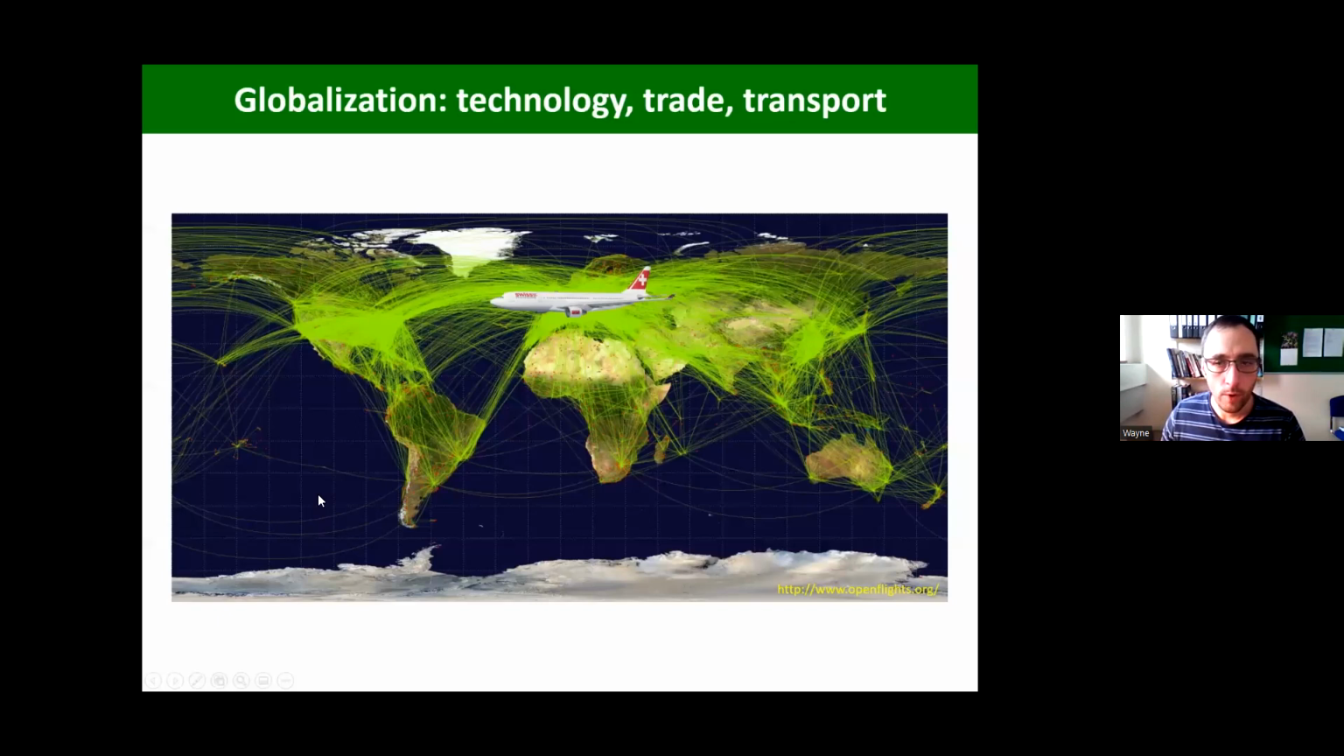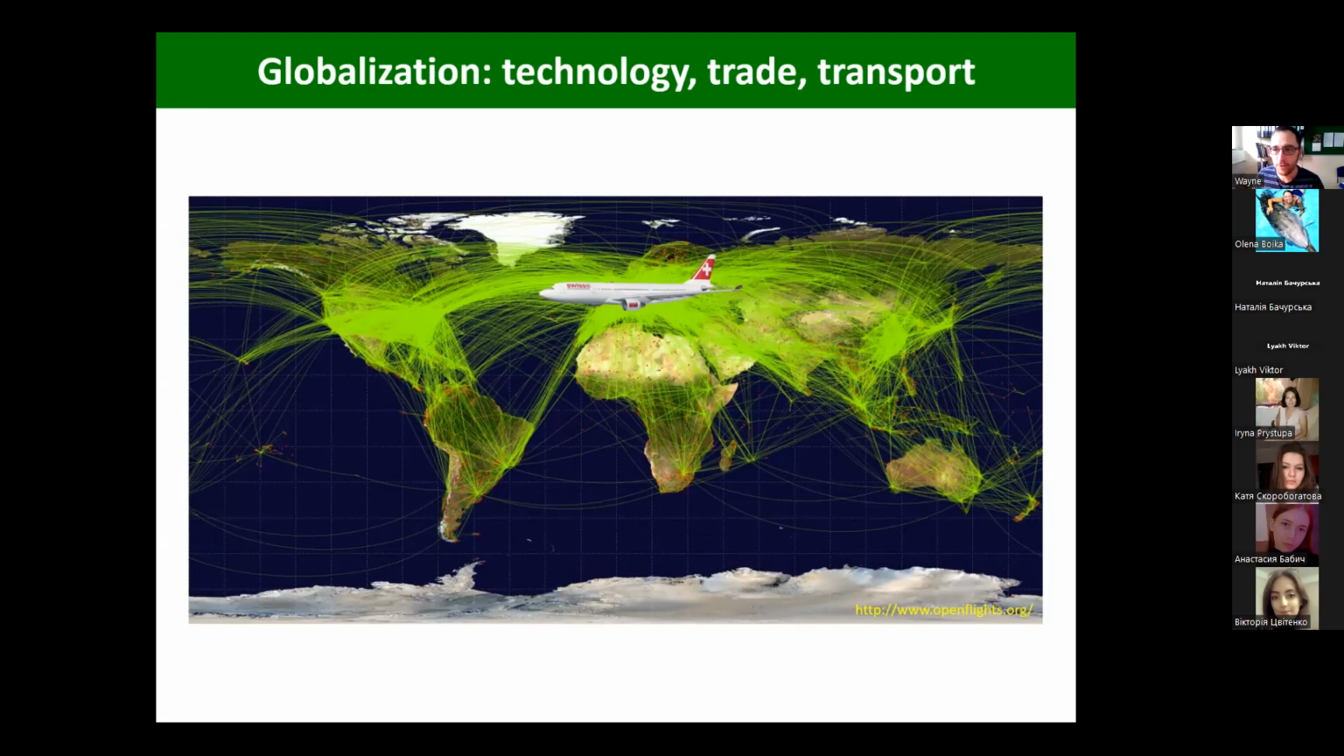So we all know that we live in a very interconnected world. All you have to do is look at a map like the one shown of all of the world's flight paths that connect up continents and cities around the globe like never before. Because of this increase in the level of connectivity between continents, between regions, between cities, through trade and transport, we are potentially moving species around the globe at levels that we've never seen in the past.